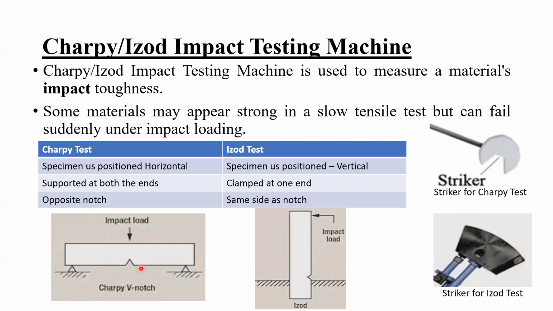So for Charpy, the specimen is placed horizontally, and Izod is placed vertically. For Charpy, you can mount it on both ends, whereas for Izod, only the bottom end or the top end will be placed or clamped there.